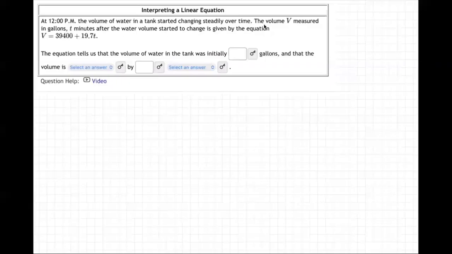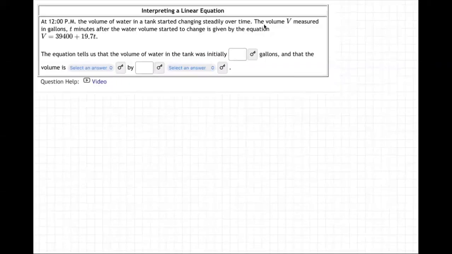Welcome to an example in which we're being told that at 12 noon, the volume of water in a tank started changing steadily over time. The volume V, measured in gallons, T minutes after the water volume started to change, is given by this equation. So this equation tells you how the volume changed over time. The equation tells us that the volume of water in the tank was initially what?